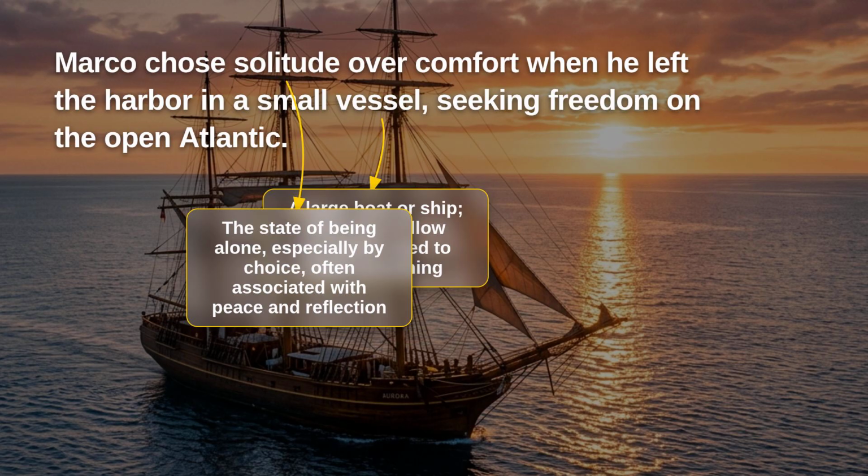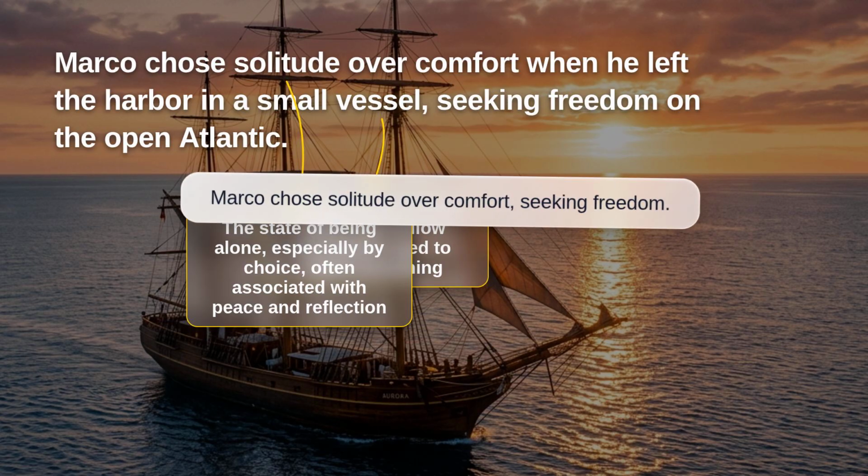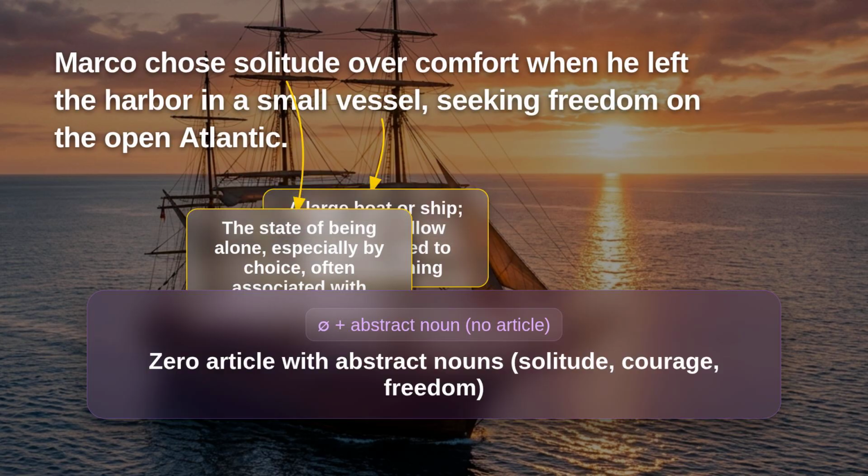Here is our first grammar point. Look at this sentence carefully. Marco chose solitude over comfort, seeking freedom. Three abstract nouns: solitude, comfort, freedom, and none of them has an article. No the, no a, just the bare noun. Why? When we talk about abstract concepts in a general sense, not a specific instance, we use no article. This is called the zero article.